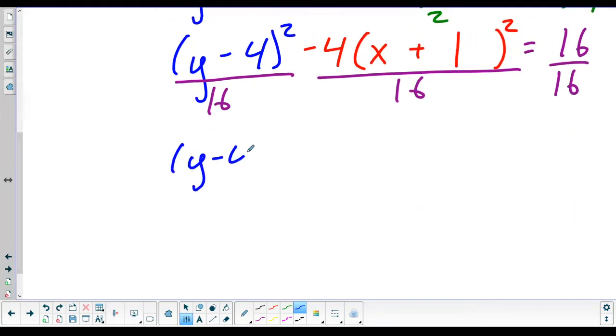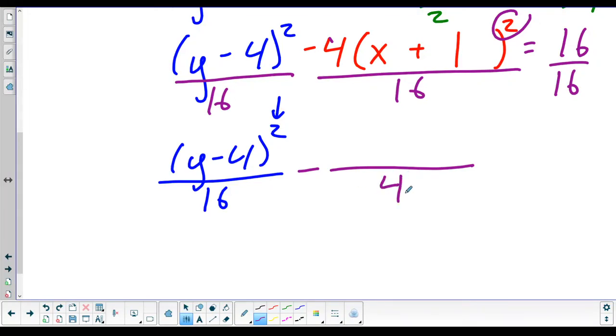This is y minus 4 squared over 16. You cannot reduce this 4 and this 16 because this 4 is inside another math operation. So it's kind of like blocked or shielded from the division. Don't reduce those. That's a big no-no. All right. Negative 4, this is outside the math operation, so it's susceptible to the reducing. So negative 4 over 16 is negative 1/4. Then we bring down our x plus 1 squared, and then 16 over 16 is, of course, 1.